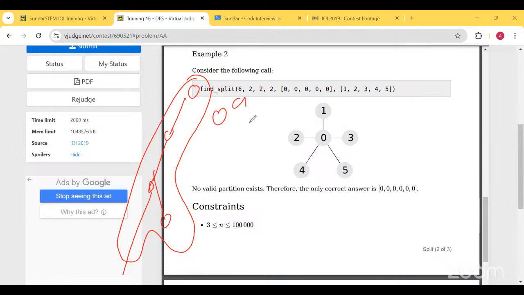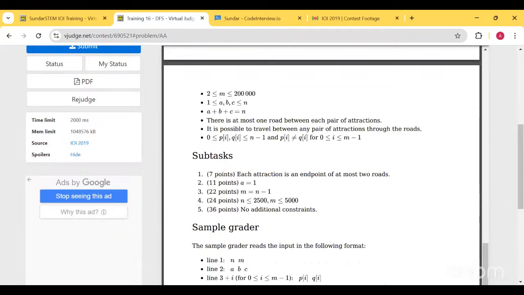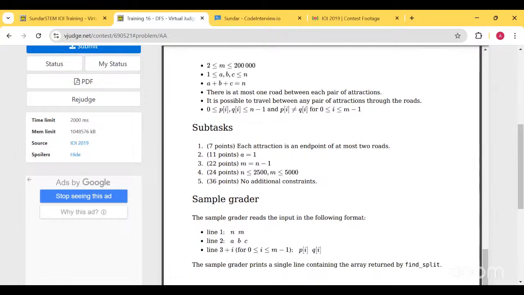So just put A and C for the rest of the nodes. All right, so you got the first and second subtask. So how about the third subtask? What does it mean? It is 3, yes.